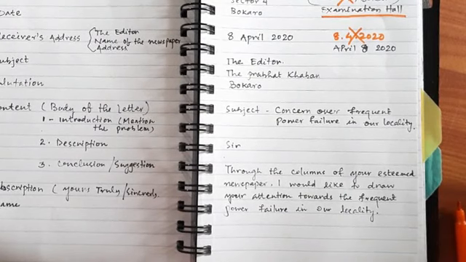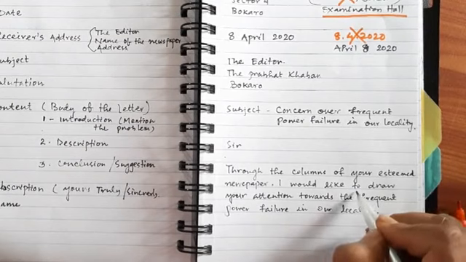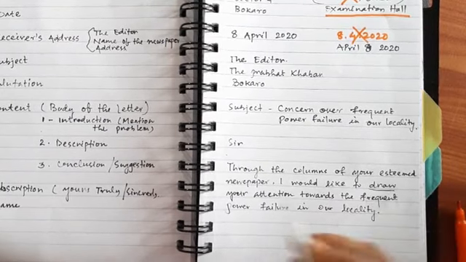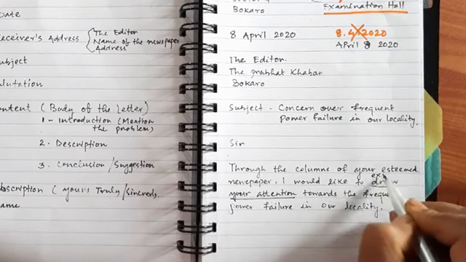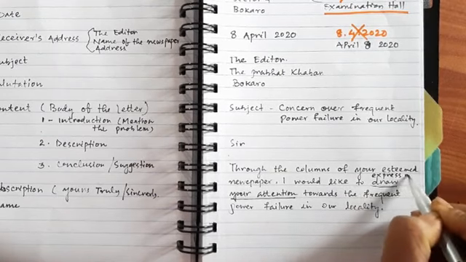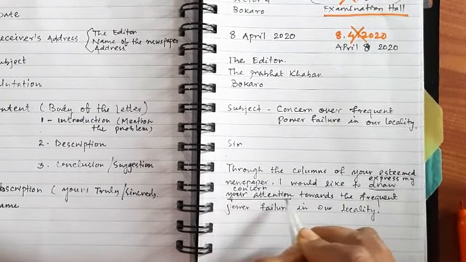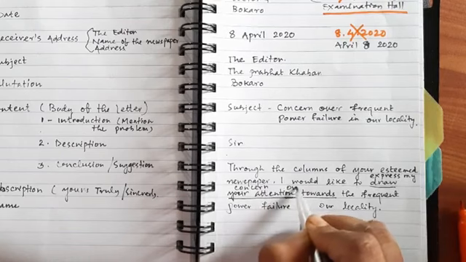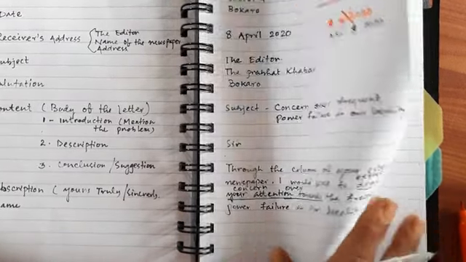Or you can write down, I would like to express my views. In place of draw your attention, you can also write down, I would like to express my concern. So I'm underlining this one. I would like to express my concern over this. So this is the first paragraph.